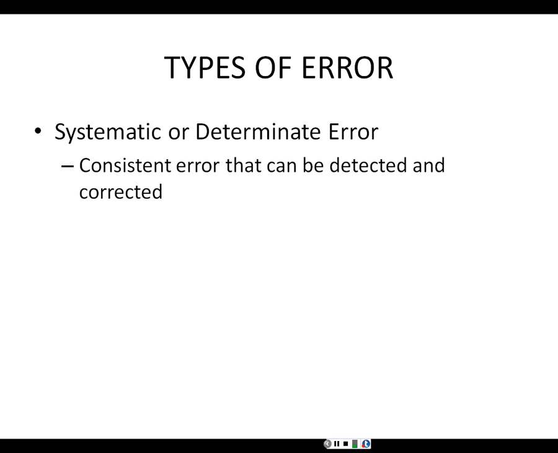So it means my balance has been calibrated incorrectly, and every mass that I take on that balance is consistently high or consistently low. Or I have a reagent that is contaminated, so every time I use that reagent, my measurement is either consistently high or consistently low. I have a crack in the case of my spectrometer, which is letting in stray light. So every measurement taken on that spectrometer is consistently affected by the amount of stray light that enters.